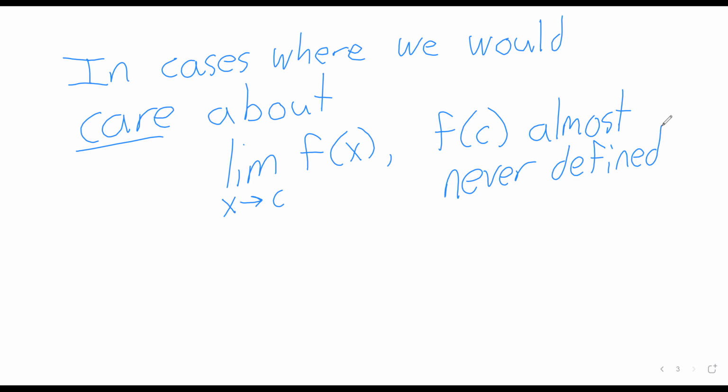And again, looking at the examples I've talked about, if we're looking at the area of a circle as the radius shrinks to zero, why don't we just let the radius be zero? Well, because a circle can't have zero as a radius. If we're looking at an object whose velocity is approaching light speed, why don't we just let the object's velocity be light speed and see what happens? Well, it can't. Objects cannot accelerate to light speed. So in general, if we're looking at limits, this value f of c won't even be defined.